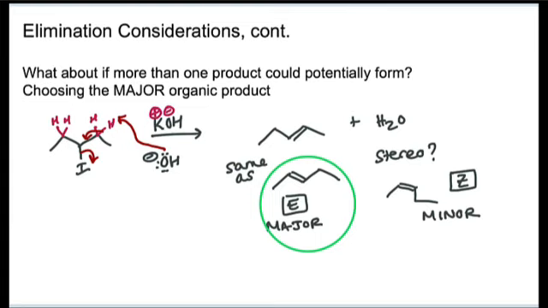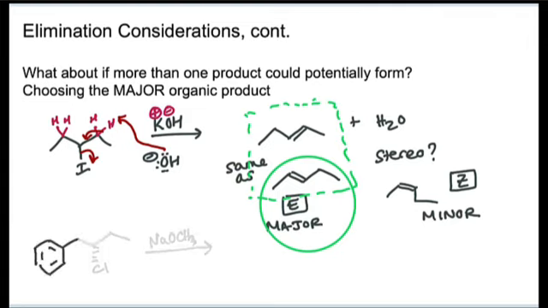And be careful to not draw any other product that is exactly the same thing. So we would never want to say that both of these alkenes form, because they're exactly the same. So there's one major organic product for this reaction. Let's do another one. Let's say that we start with this alkyl halide.